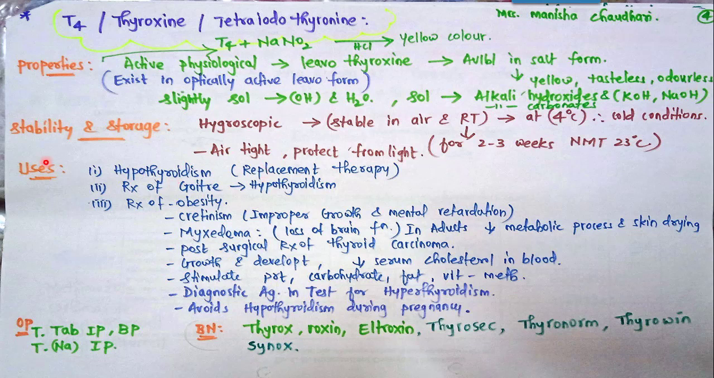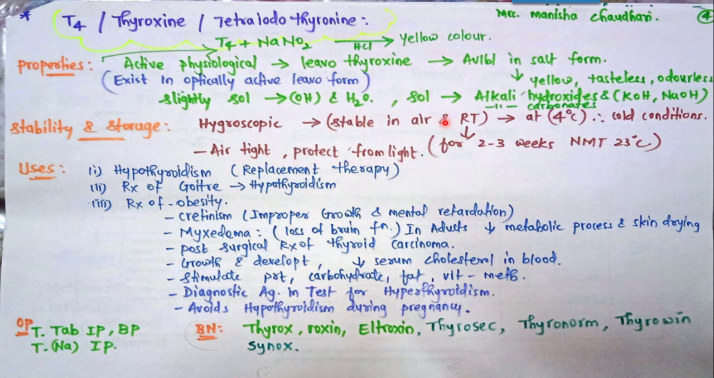Coming towards the stability and storage. Thyroxine T4 is comparatively hygroscopic, which means it absorbs moisture from the air. So it has to be stored in an airtight container which is protected from light.